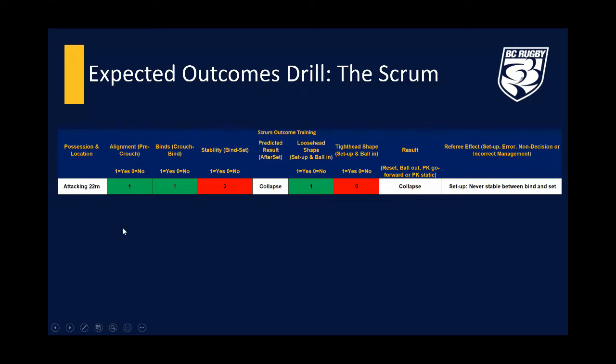If we have no referee effect in Plan A, or we haven't missed anything, or we've misidentified something in Plan B, we obviously would not indicate anything. In this case, clearly the bind set stability was not there, so we'd indicate that as a referee effect. So back to the setup, never stable between bind and set, which is pretty much a referee problem, not a player problem. So that's how we do it.